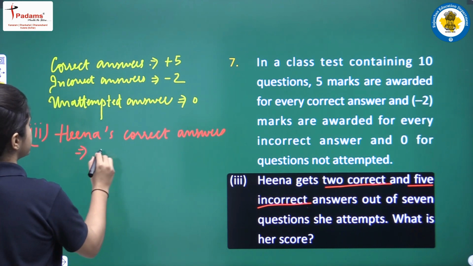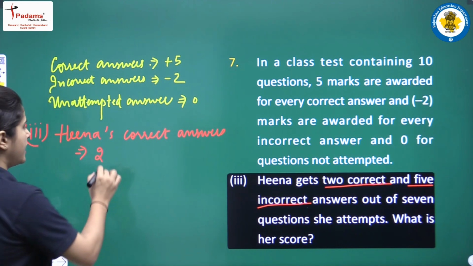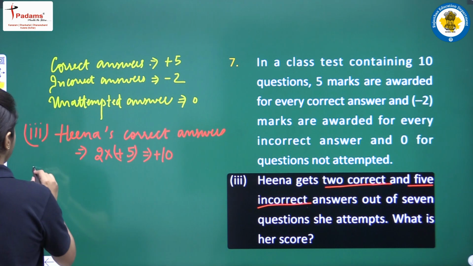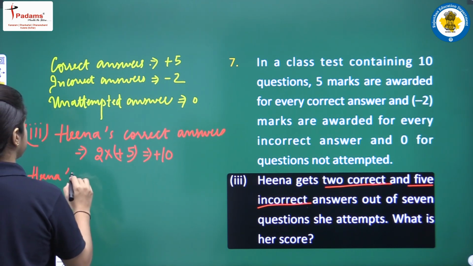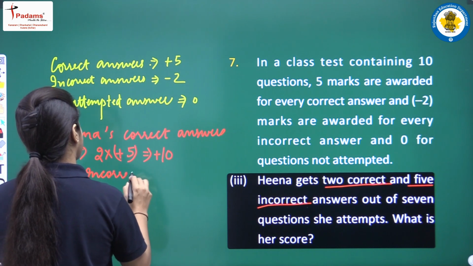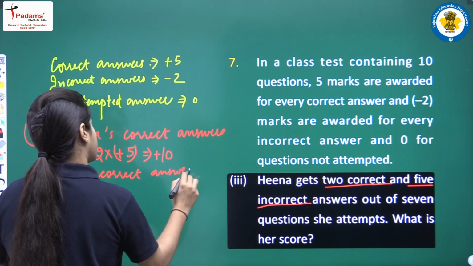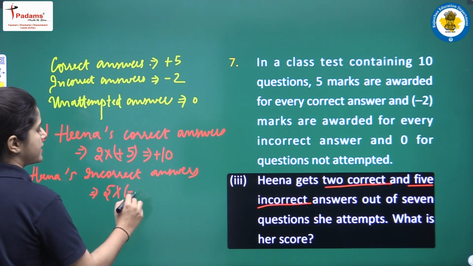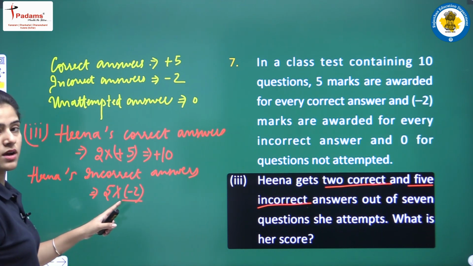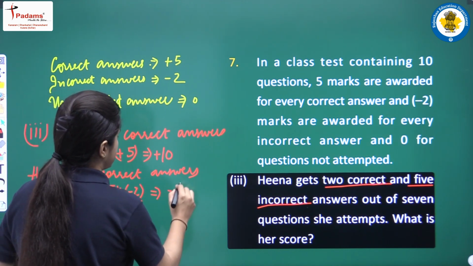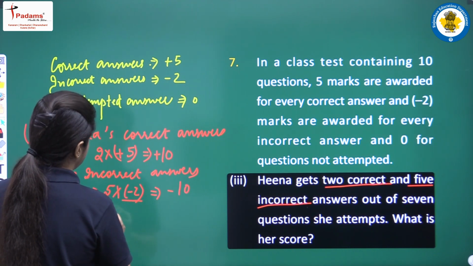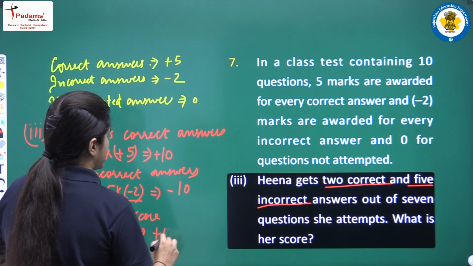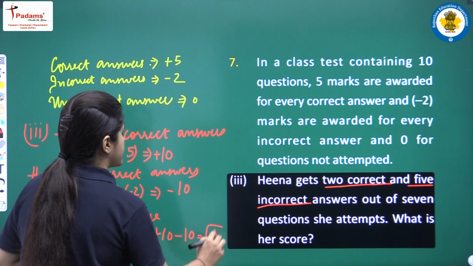So Hina's correct answer is equal to 2. 2 questions she is attempting are correct. Okay. So 2 into +5 is equal to 10, positive 10. Okay. And Hina's incorrect answers is equal to 5 questions incorrect into -2, because for every incorrect question -2 marks are given. Okay. So -10. So final score +10 -10 is equal to 0. So Hina is getting 0 marks.